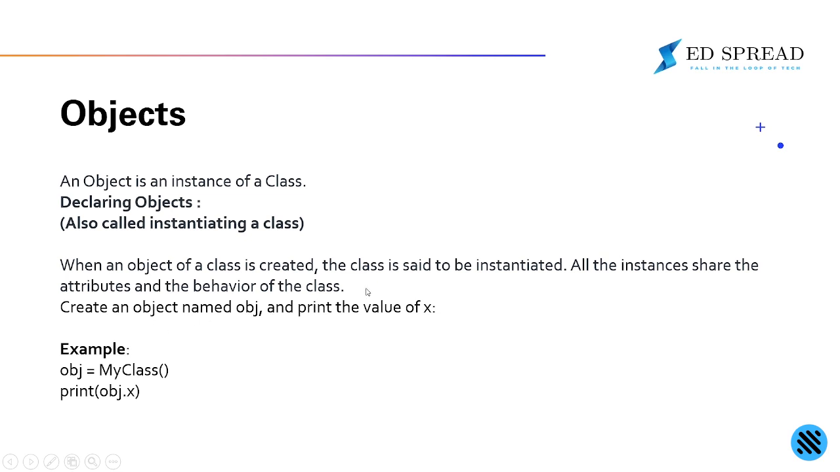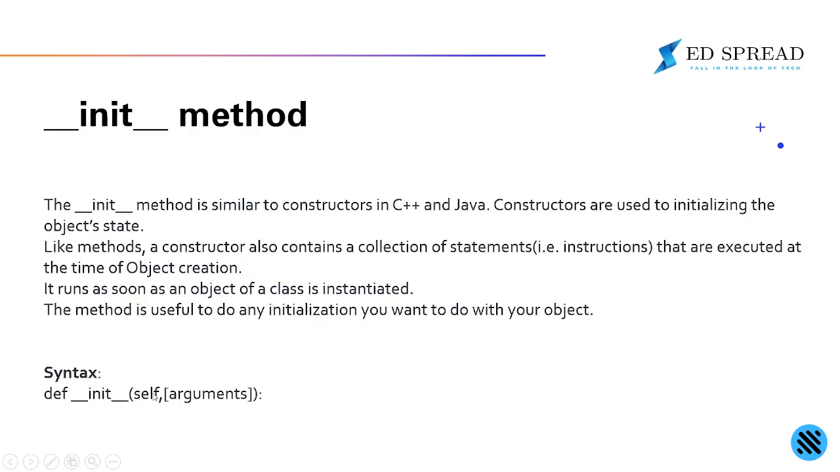Create an object named obj and print the value of x. For example, there is a class. The class name is MyClass, and we have written x equal to 15 inside that one. When we try to access the thing which is present inside the class, we need to create an object, right? This is the syntax: object name equal to class name and parenthesis. And after that, if you want to access the value of x which is present inside the class, what you're going to do is print, write obj. Obj is nothing but the object name, dot. You need to put dot, and you can write whatever you want to print. You want to print x, right? obj.x.